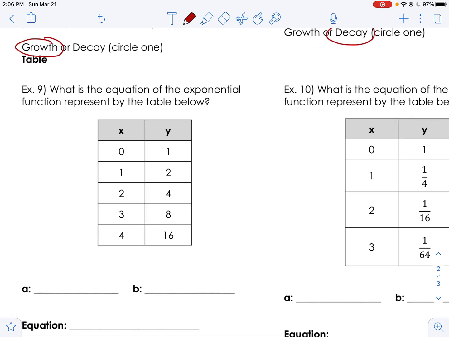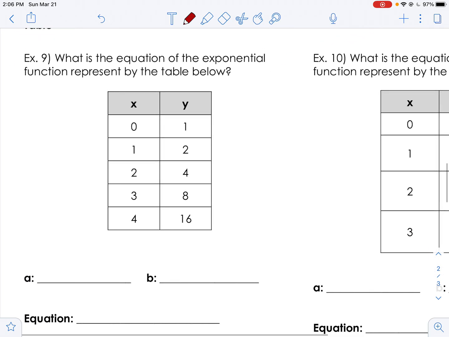Okay, now number 9 wants us to write the equation of an exponential function. Okay, but we're given a table now. So we've done stuff like this before. We're going to use our calculator, and we're going to use the Listing Spreadsheet. So we've done this a few times.